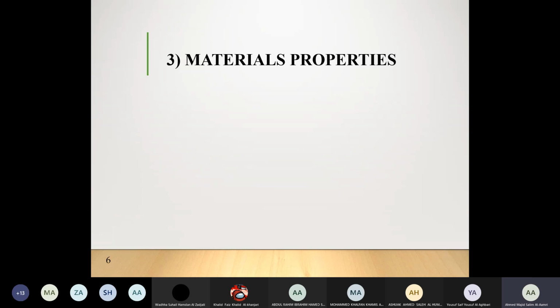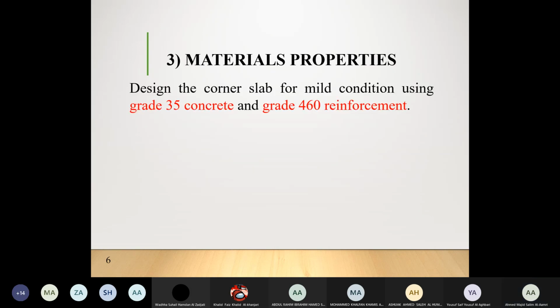After we have checked which table to be used, after we have checked one way or two way, we are going to check the material properties, whether they have been given in the problem or not. So you can see, I have taken a certain part of the question where it says design the corner slab for mild condition using grade 35 and grade 460 reinforcement. Okay, so the grades have been already given, that grade 35 is to be used for concrete and grade 460 to be used for the reinforcement.